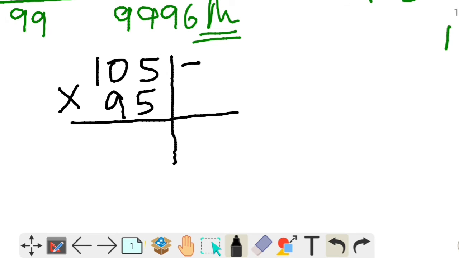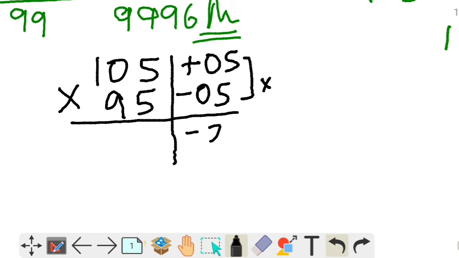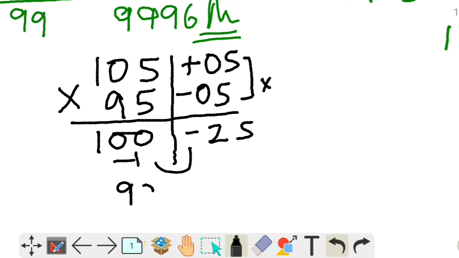Okay, so here we are getting plus 0.5 and here we are getting minus 0.5. We'll multiply these two and then we will get minus 25. Now we'll do cross subtraction or cross addition. So we'll get 100. Now to remove this minus sign, we'll do minus 1, get 99.